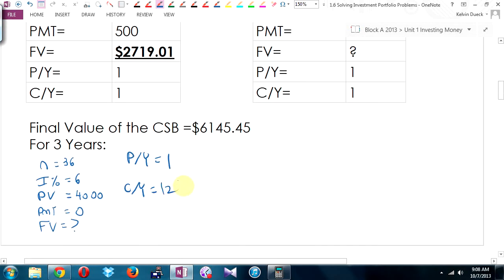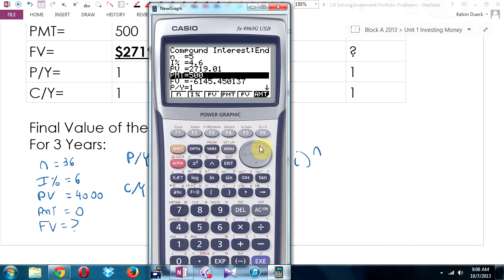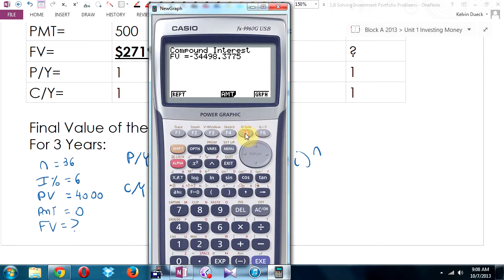We probably could have just gone A equals P bracket 1 plus little i to the n, since there's no payments. Let's see if we get the same answer. Let's try a graphing calculator first. N is 36, 6%, $4,000, no payment. Payments per year, we're going to say 1 because it won't let us put a 0 there. Compound periods per year, 12. Says the final value is going to be 34. That seems way too high.